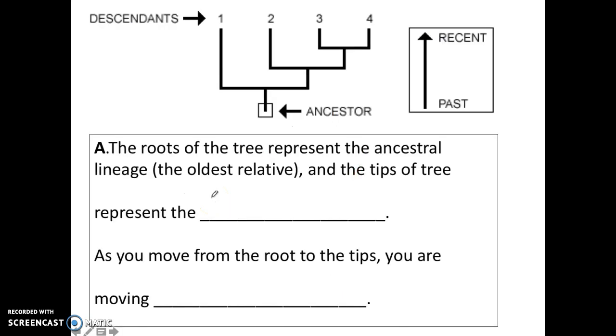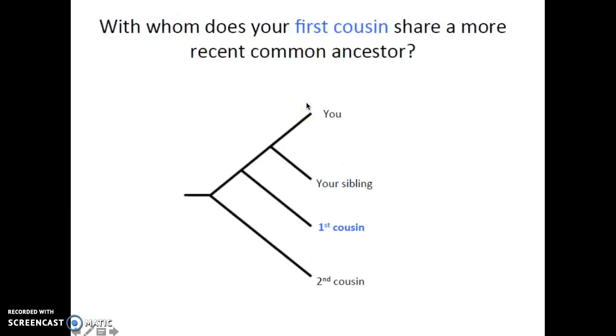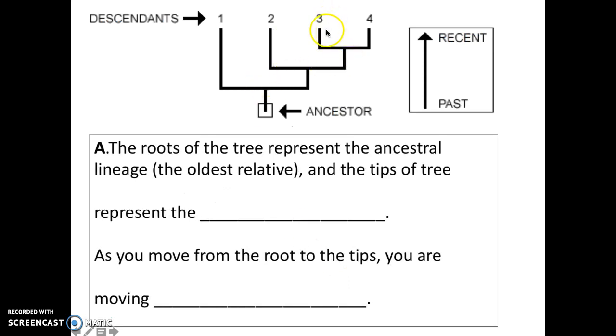All right, now we have an actual cladogram. And this tree is a little bit different from this tree in terms of orientation and shape, but it's talking about the same thing. So let's see, 3 and 4. Oh, let's fill out the notes first.